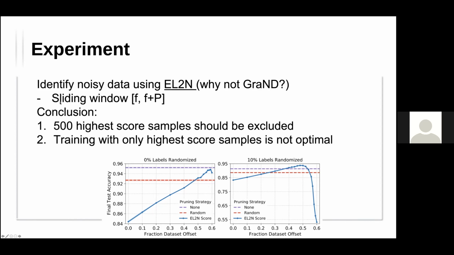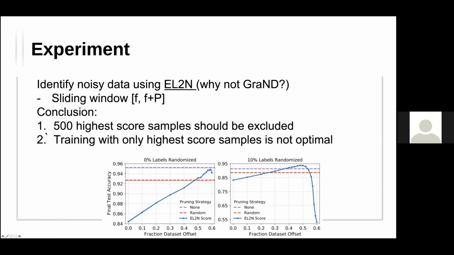And they also adopt this sliding window, which means you have a base fraction F, and P is the fraction data offset. So for example, if F equals 0.4 and P equals 0.4, then you rank the data using the importance score, and then you select the top 40% to 80%. Is that clear? Okay, so you have a range there.